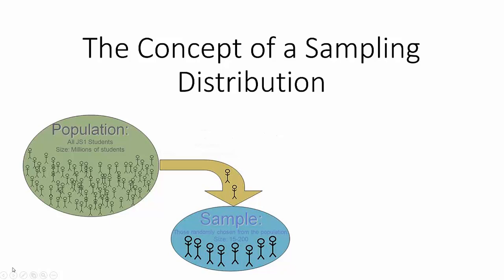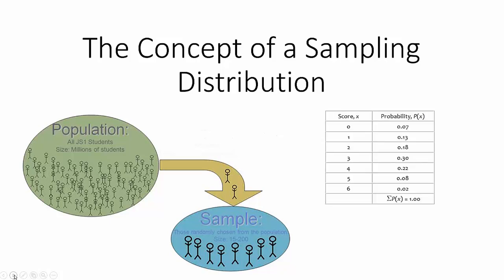We also know a lot about a distribution. We looked at probability distributions. We know their characteristics. We know that a distribution has to represent all the different possible outcomes and the probabilities of all of those outcomes. So we're going to put these two concepts, the concept of a sample and the concept of a distribution, together to create a sampling distribution.